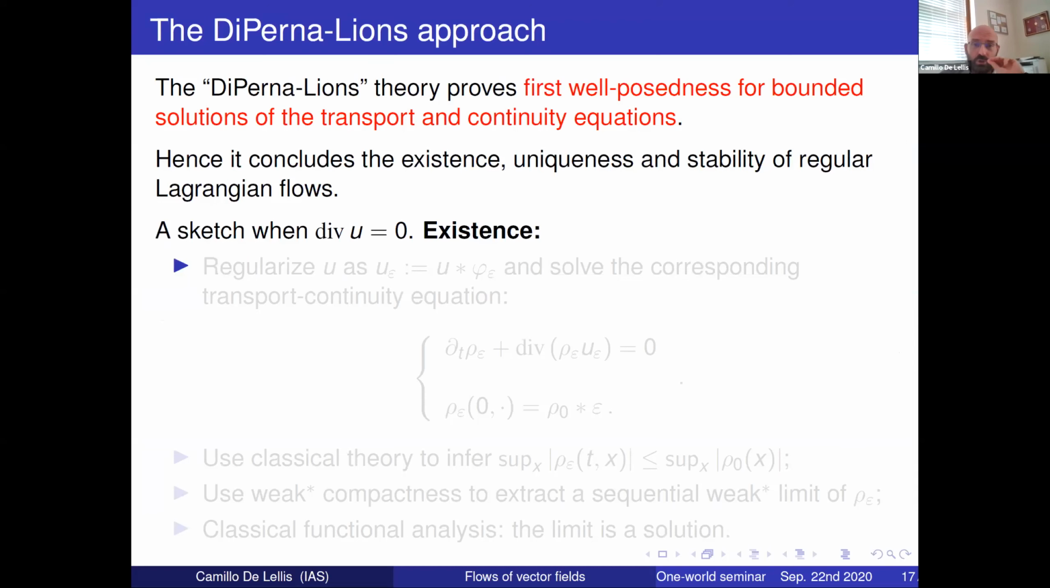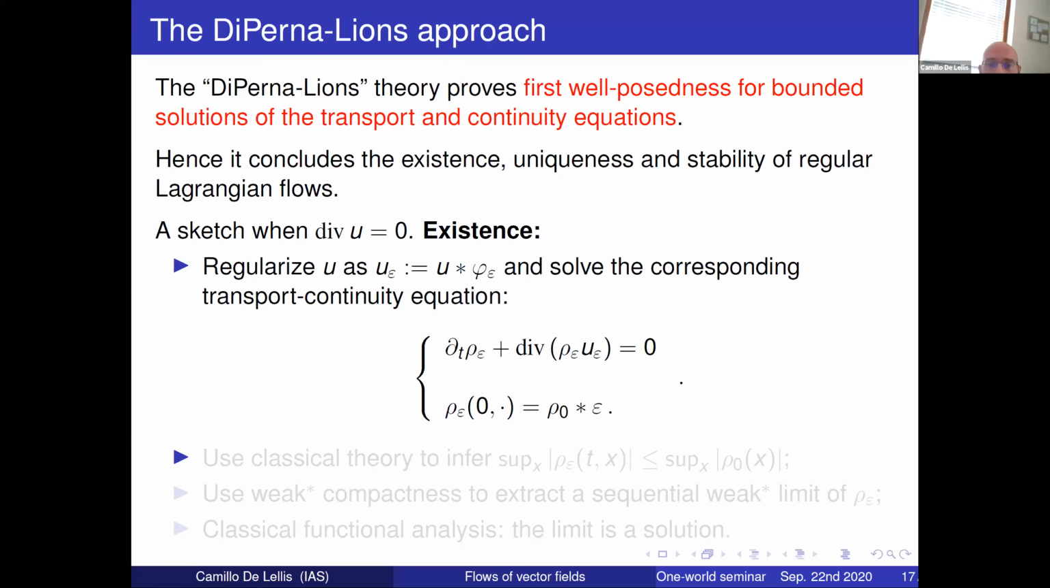So it's actually showing you existence and stability for the transport and continuity equations, and then it concludes stability and existence for the ODEs. So let me quickly go through this. One way, of course, to establish existence for your transport equation is to regularize your vector field, solve, and pass to the limit. I don't want to spend too much time on this.